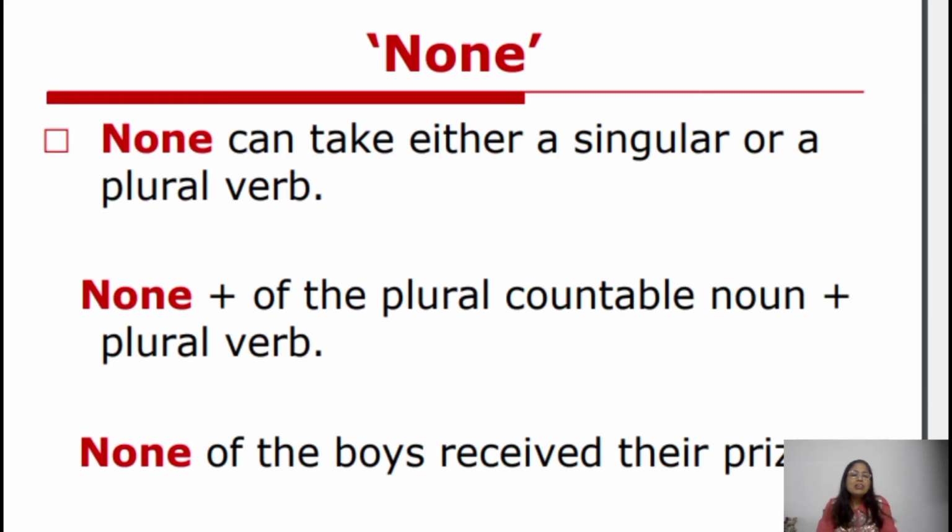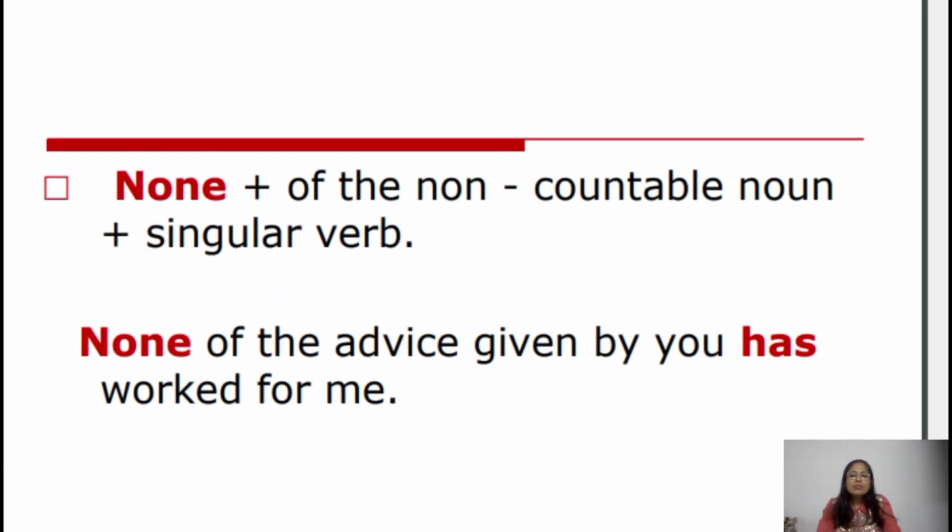None. None can either take a singular or a plural verb. None of the plus plural countable noun plus plural verb. None of the boys received their prize. If the noun is non-countable, it will take a singular verb. So none of the plus non-countable noun plus singular verb. None of the advice given by you has worked for me.